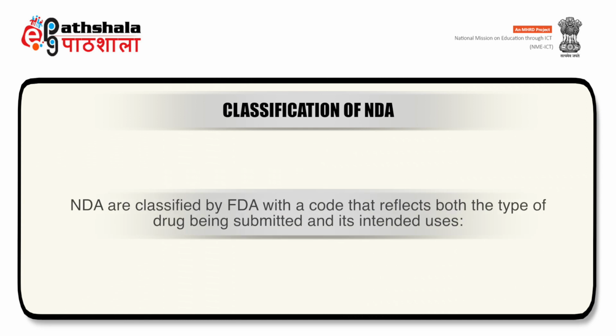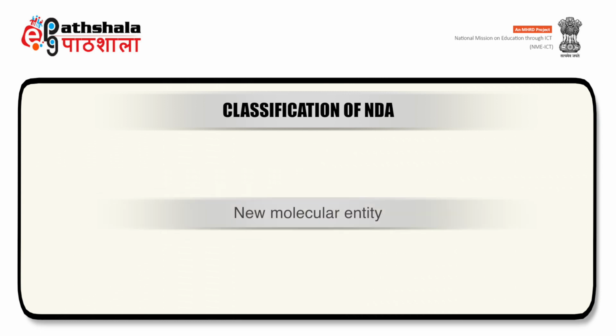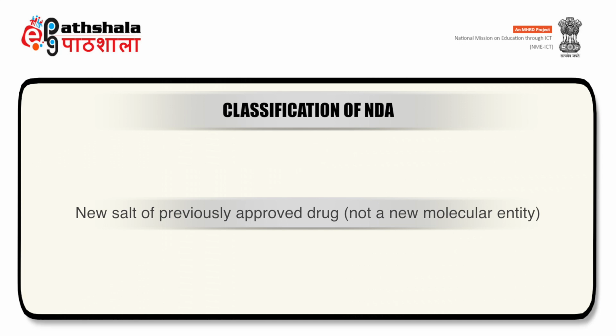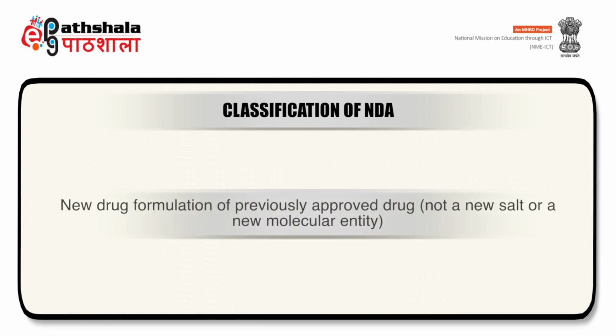New drug applications are classified by the Food and Drug Administration with a code that reflects both the type of drug being submitted and its intended use, which are as follows. First, a new molecular entity. Second, new salt of previously approved drug, which is not a new molecular entity. Third, new drug formulation of previously approved drug, not a new salt or a new molecular entity.